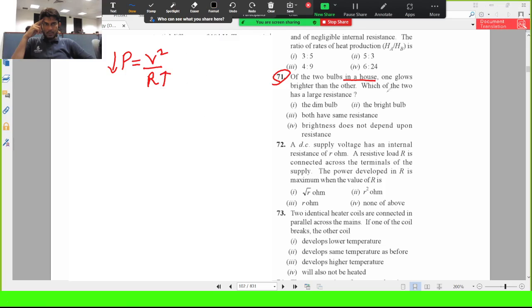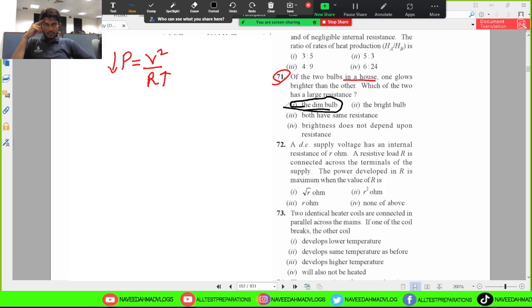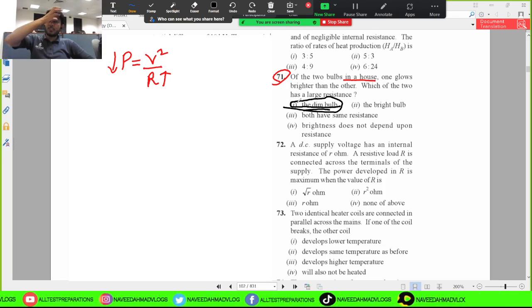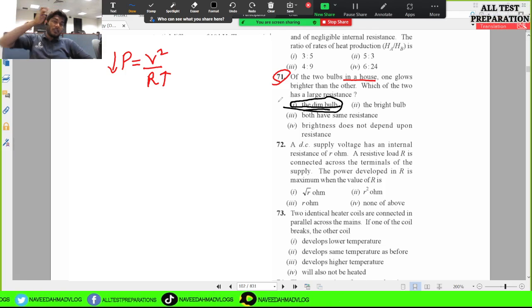Okay. So now, in dim light, the dim light will consume less power as compared to the bright bulb. The bright bulb will consume large power. So high resistance, low power. So we will have the dim bulb. That is, the dim bulb will have the large resistance. Okay, so option A will be the correct answer. Okay, next MCQ, that is MCQ number 72.